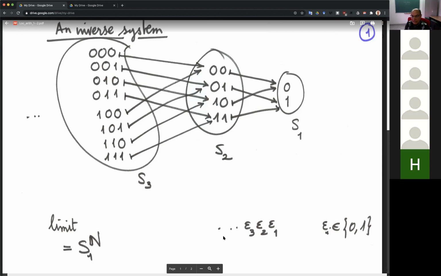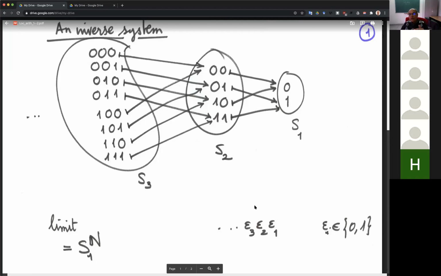So what you can see clearly is that if I start with a string of infinite length like this, take its image in S3, and then the image of that image in S2, it is the same thing as going directly to S2. Because when I go to S3, I keep the first 3 bits, then when I go to S2, I just keep the first 2. So this is a basic example of an inverse system, and the inverse limit consists of these strings of infinite length.